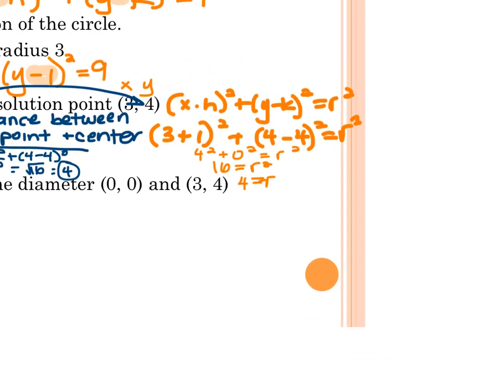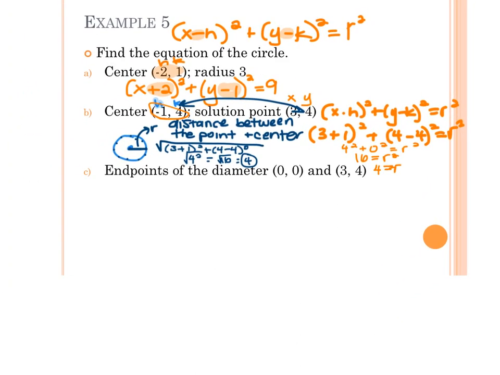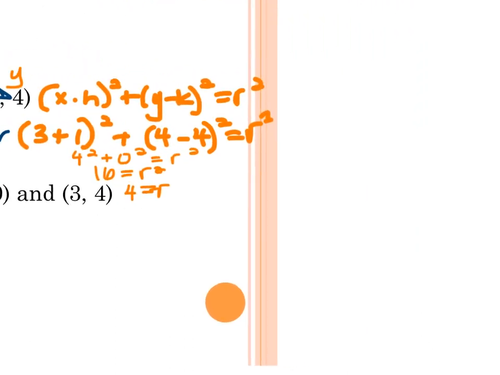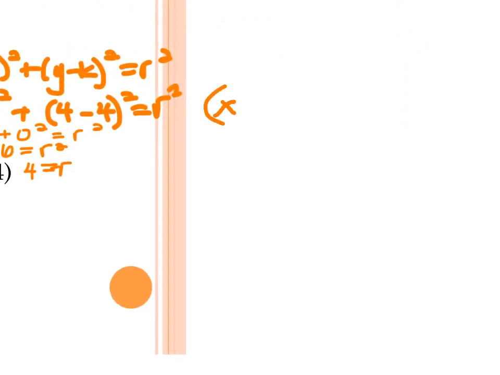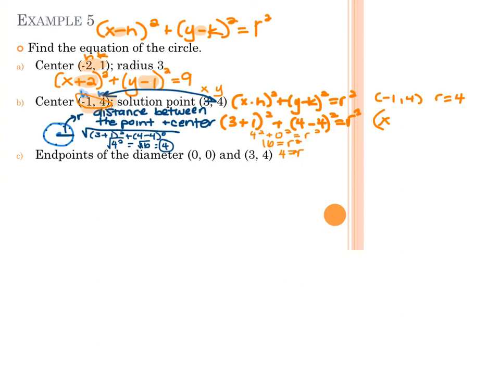So either way you work that out, you end up with the same set of information, which is that the center is -1, 4, and the radius is 4. Based on that, my equation would be built from the center -1, 4, and the radius 4. Again, based on the information that was given to you over here and what we found from either of these places. So now I want to take that and plug it in.